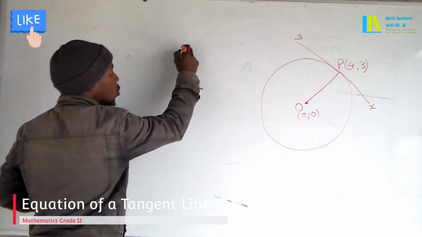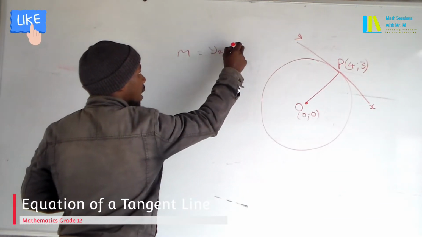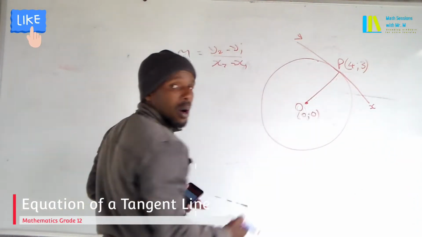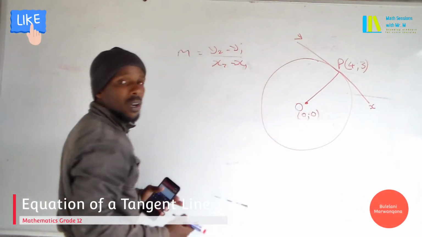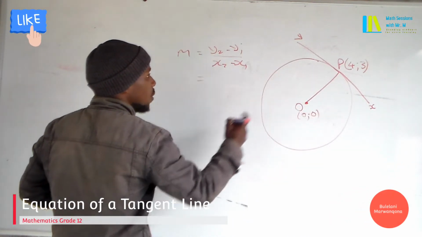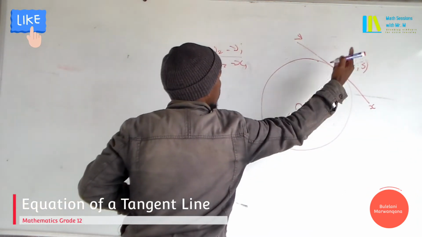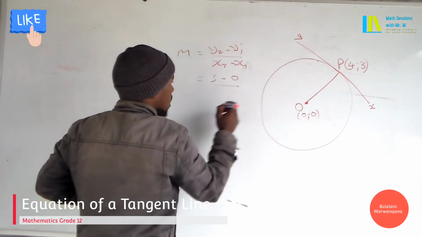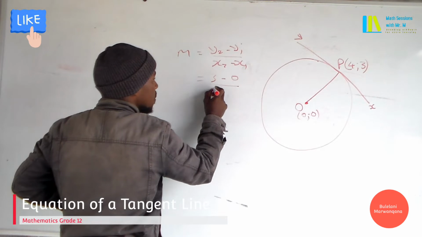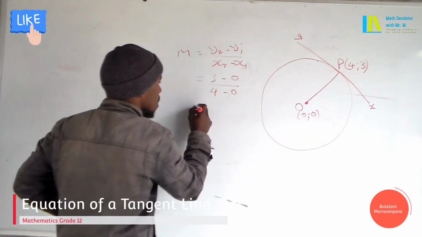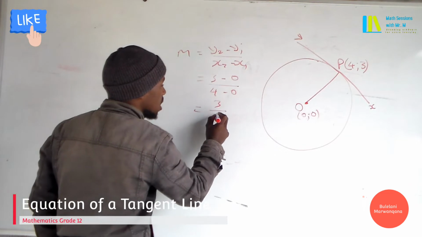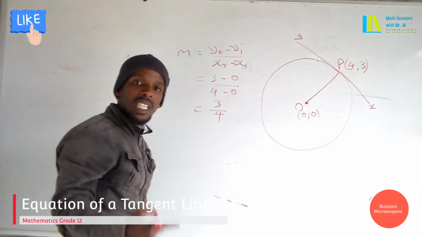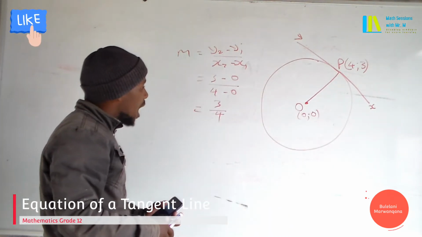So the formula for the gradient is y2 minus y1 over x2 minus x1. We have our O and our P, so these are the points that we are going to substitute. Let's go and substitute. The y on P is 3, subtracted by the 0 here, and the x on P is 4 minus the 0 here. So we have a gradient of 3 over 4 for this line, which is perpendicular to the tangent that we want. So we have now our gradient.